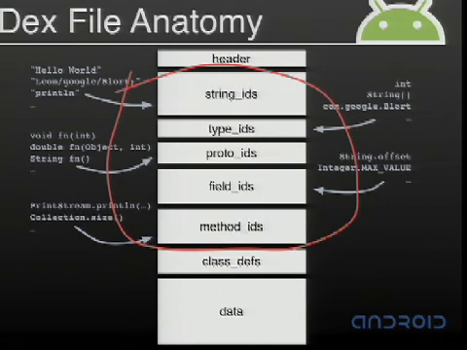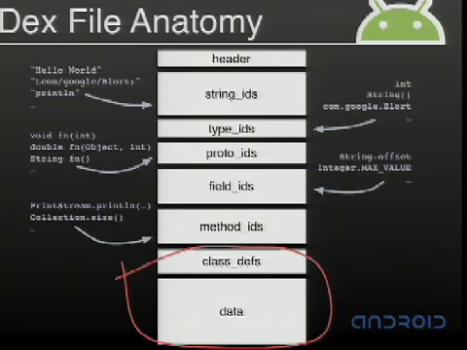So any string that you have in your file, be it in your code, either an explicit quoted string in the source or, say, the name of a method, name of a field, those will all end up having references in the string IDs section. And then towards the bottom, there are a series of class definitions. So a DEX file contains multiple classes. Each one of those has a little section there.